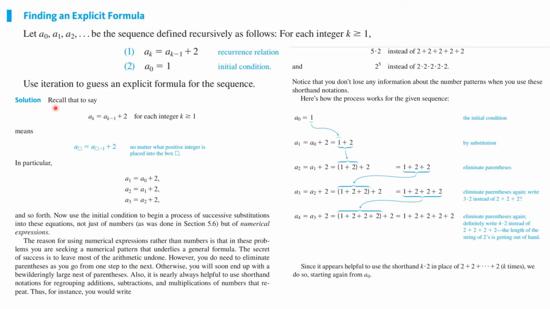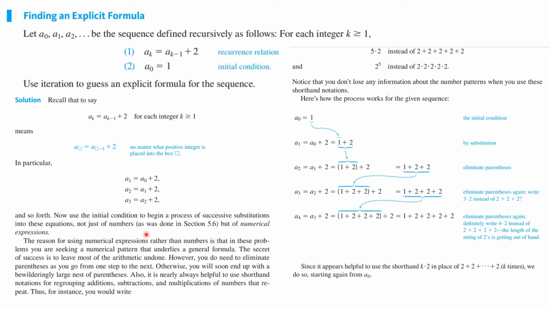Okay, now first of all, let's start by recalling that if we say a_k is equal to a_{k-1} plus 2 for every integer k greater than or equal to 1, that means a blank is equal to a blank minus 1 plus 2, because the k is a dummy variable. So in particular, we can say that a1 is equal to a0 plus 2, a2 is equal to a1 plus 2, and a3 is equal to a2 plus 2, and so forth.